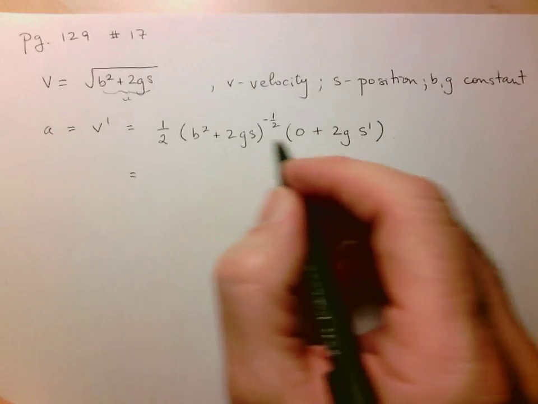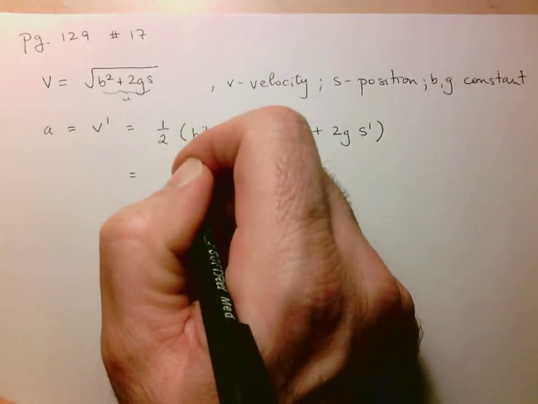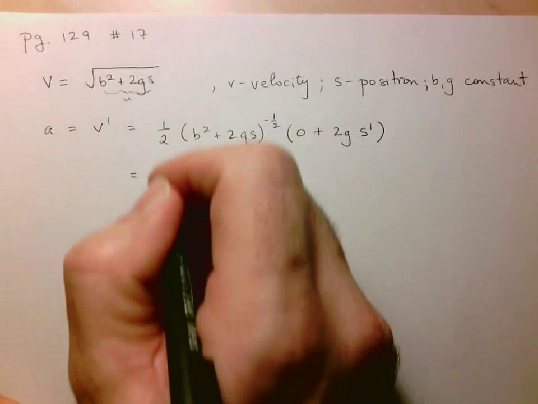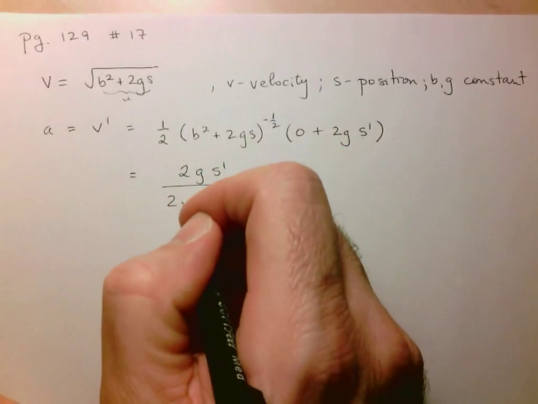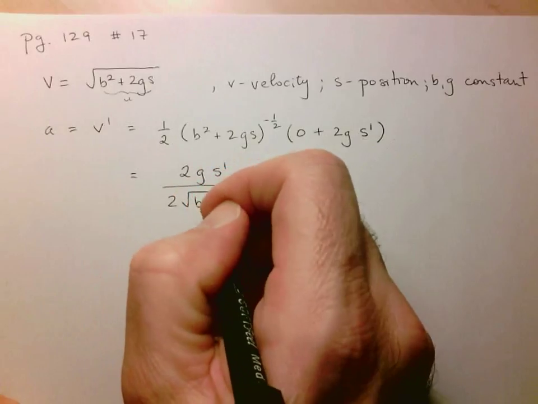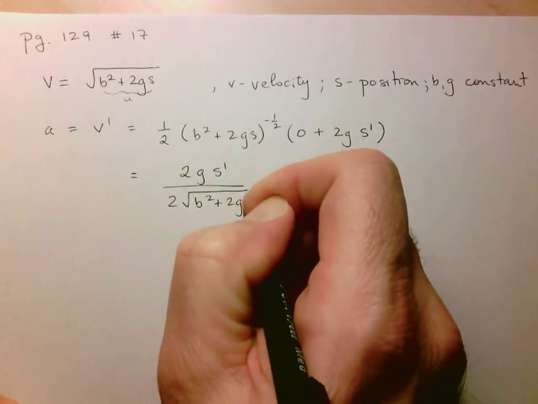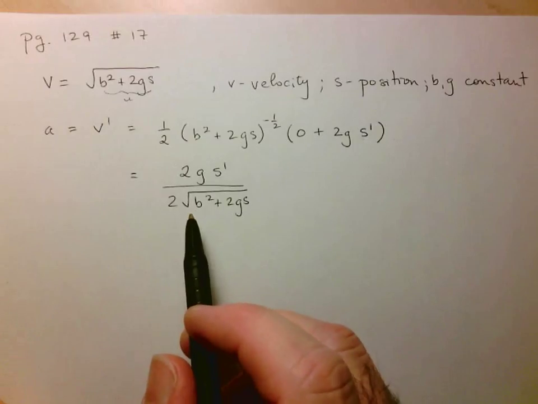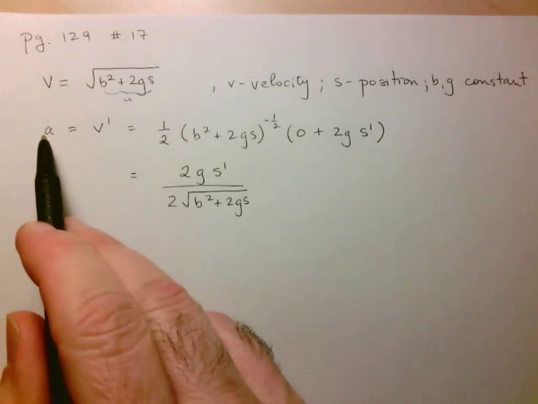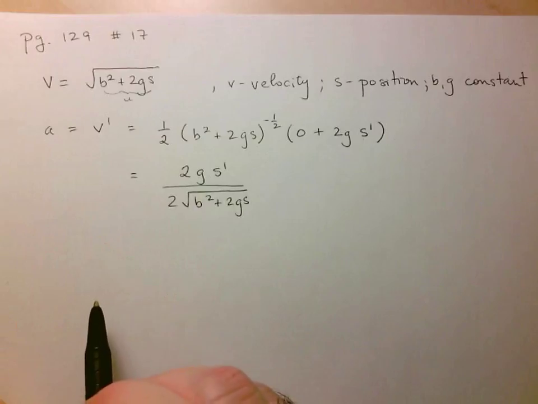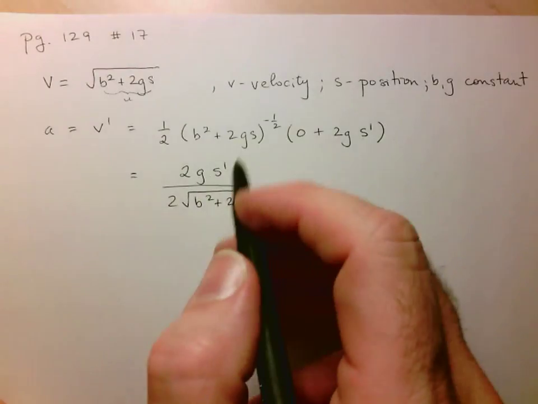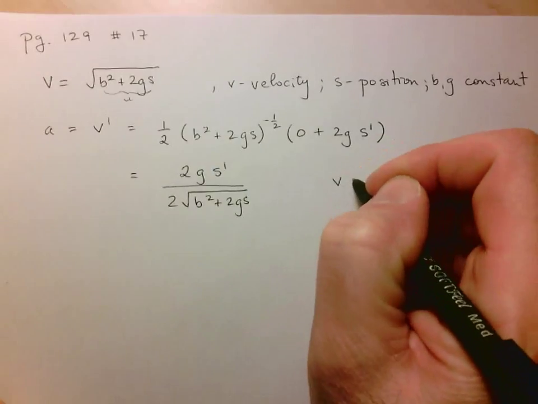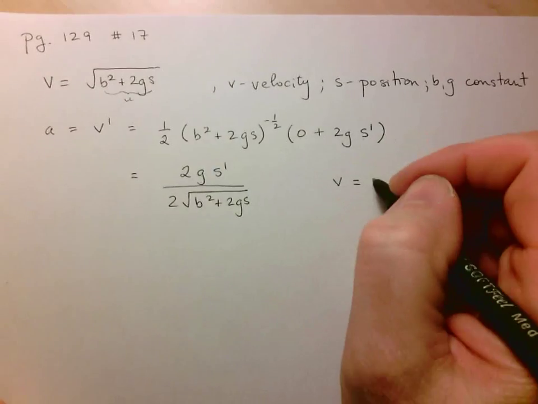So let's simplify this here and see what happens. The only thing left in the numerator is going to be our 2gs prime, all over 2 times the square root of b squared plus 2gs in the denominator. At this point, it doesn't seem too obvious that this expression representing the acceleration is a constant. But then remember, wait a minute, what does s prime represent? Remember that s prime is just the velocity function.